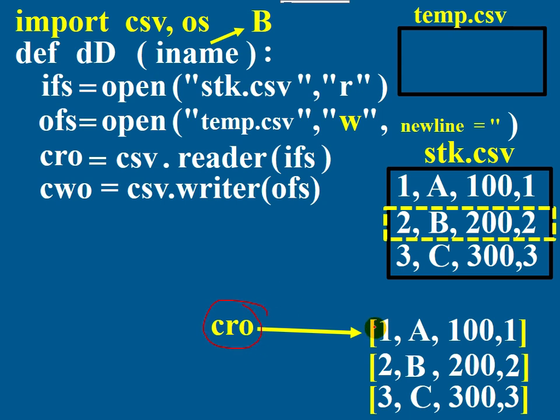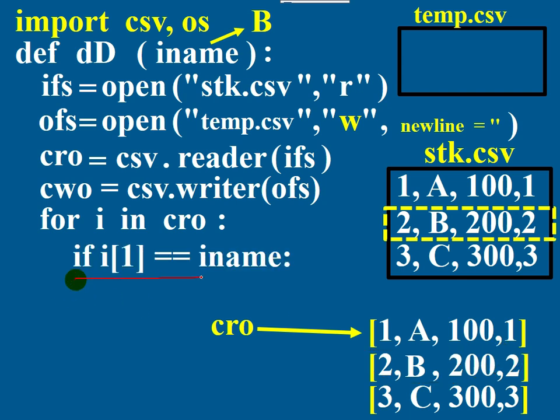From CRO, you can take lists one by one. So for i in CRO, how do you get the item name? i of 1 will give you the item name. So if i of 1 equals iname, meaning this is the record to be deleted. In the second case they are equal, this is the record to be deleted. So pass, meaning an empty statement. So this list should not be written to the temporary file.